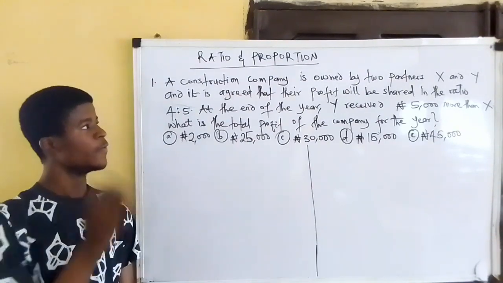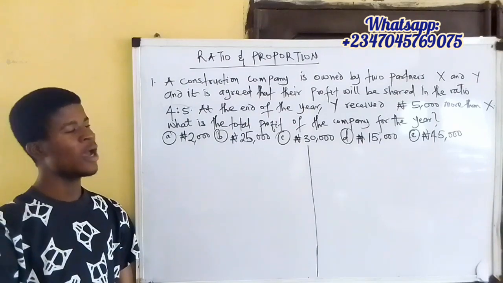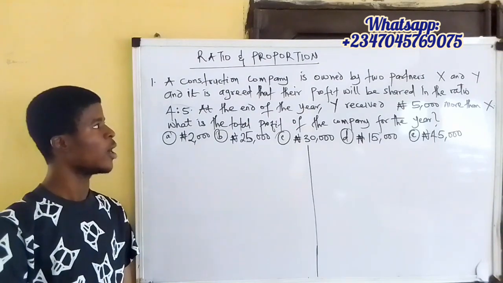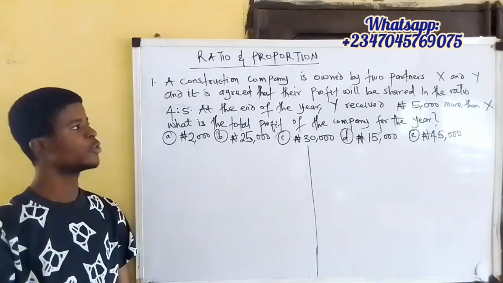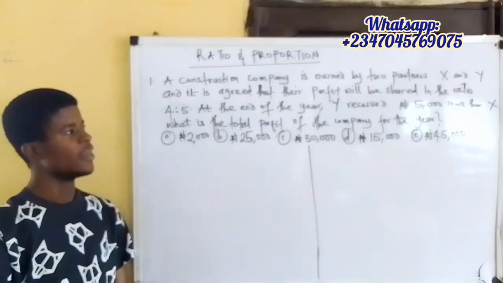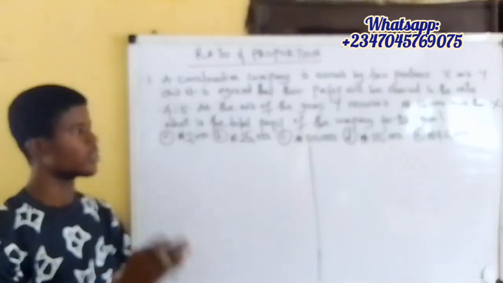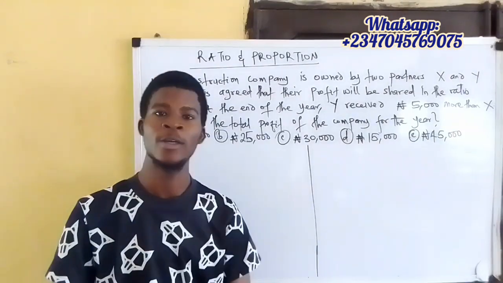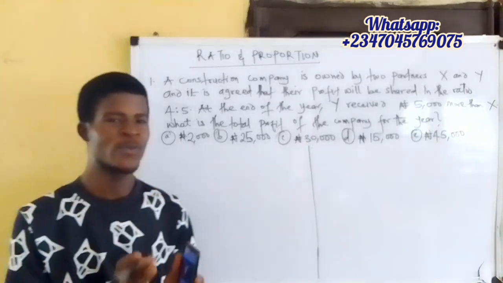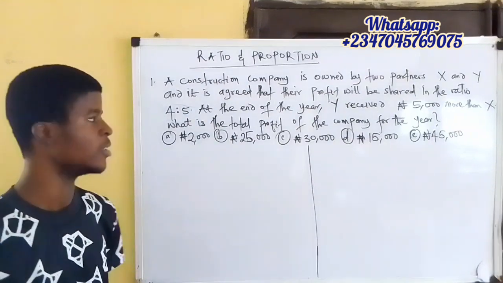In this episode I'll solve questions on ratio and proportion. The first question says that a construction company is owned by two partners, X and Y, and it is agreed that their profit will be shared in the ratio 4:5. At the end of the year, Y received 5,000 naira more than X. What is the total profit of the company for the year? So I will show you how to solve questions like this. So watch this video to the end and see how it is answered.